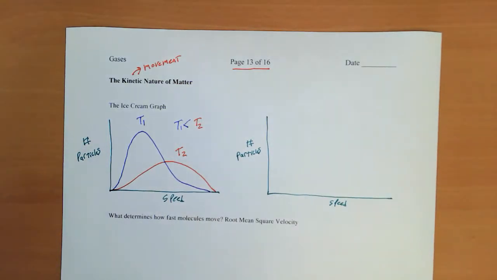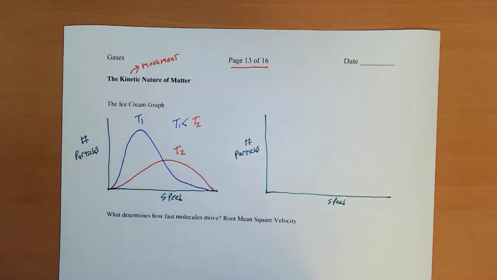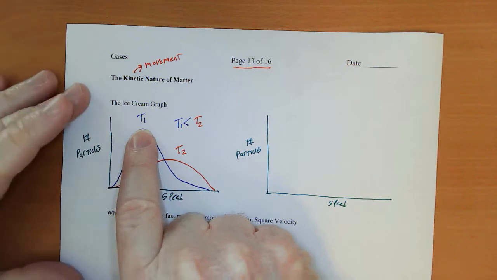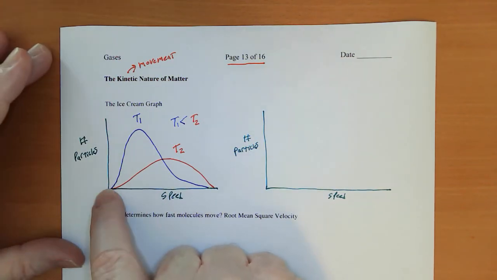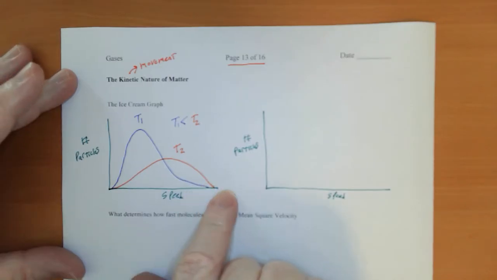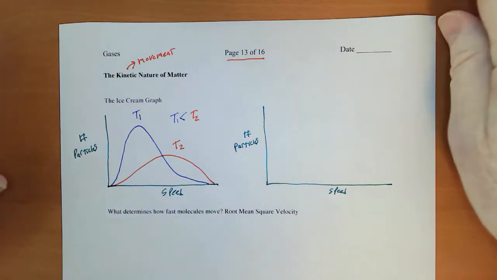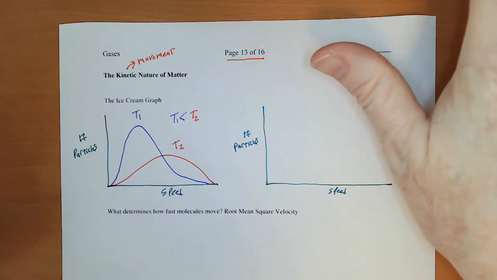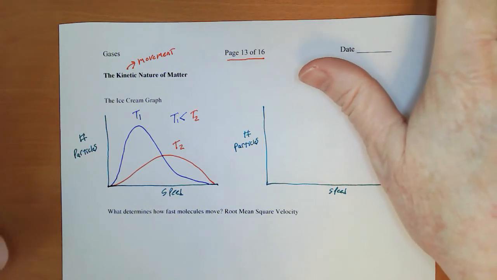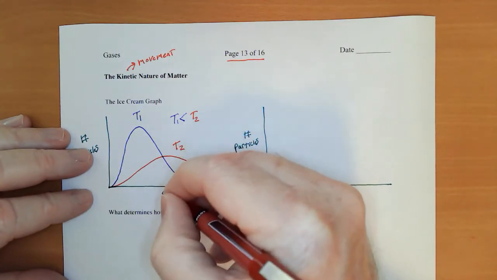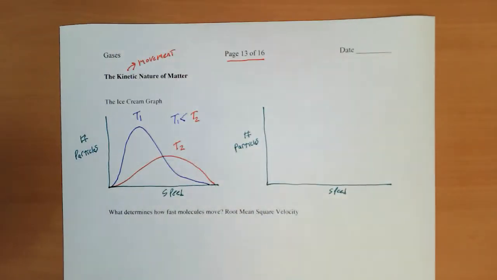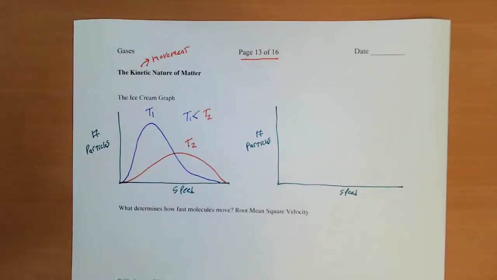And T1 will be less than T2. So, at the lower temperature, the majority of the molecules will be moving slower. Now, there can be outliers that are going slower or faster than all the others. That can happen, okay? But the majority of them will be moving slower. Now, at the higher temperature, the majority of the particles will be moving faster. Now, more particles on average will be moving faster at a higher temperature than at a lower temperature.